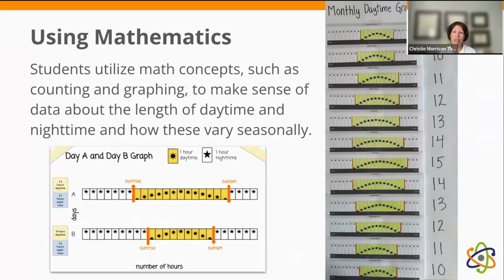In lesson set 3, specifically lessons 8 and 9, as Sarah described, students utilize math concepts to make sense of data about the length of daytime and nighttime and how these vary seasonally. They use counting and numbers, displaying the data using graphs in order to identify and describe seasonal patterns in daytime length caused by those earlier and later sunrises and sunsets.